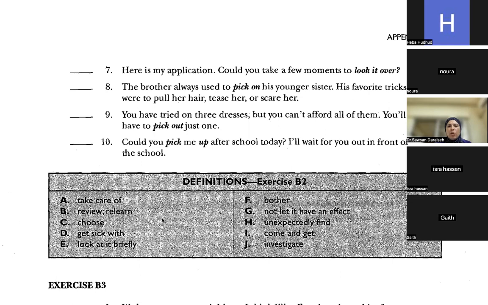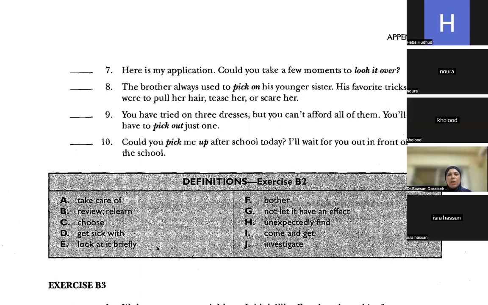To look it over means to look at it briefly. Thank you so much. Let's do number 8. Where is Dr. Noura? Yes, doctor, I'm here.